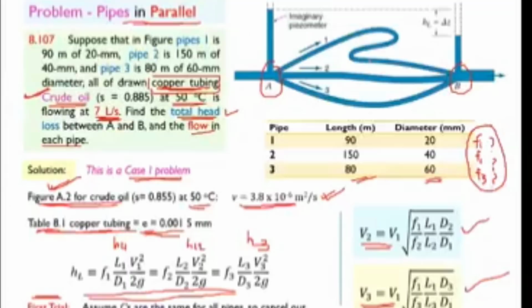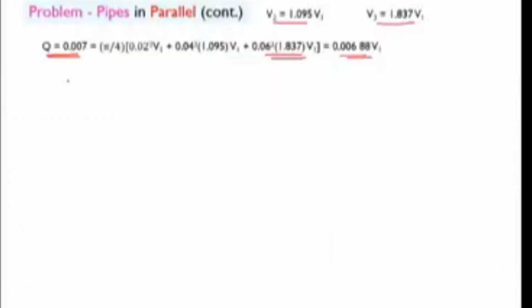What is stated here in the problem? Suppose that in the figure pipe 1 is this much, pipe 2 is this much, pipe 3 is this much. The length and the diameter, clear, is flowing 7 liters per second. So that's why we write down here 7 liters per second. Keep the units consistent. And now we can calculate V1. If you see here, the only unknown is V1. So now we are able to calculate V1.